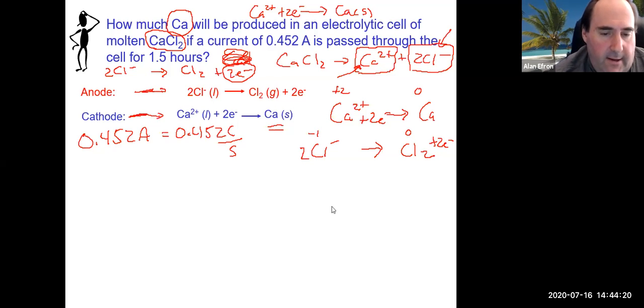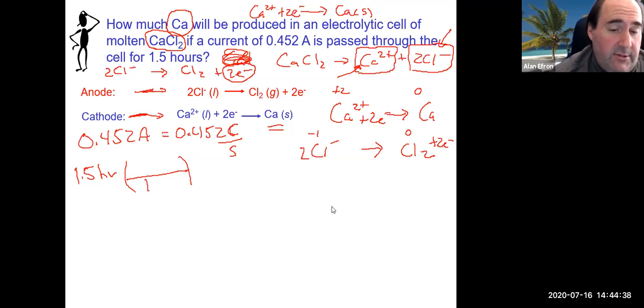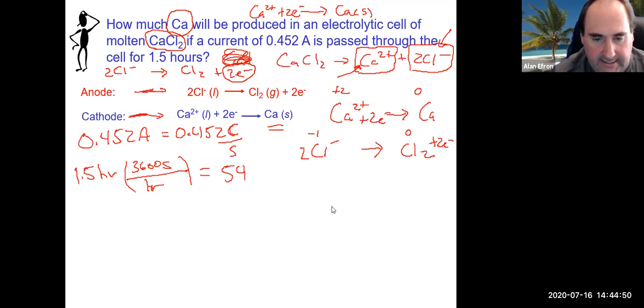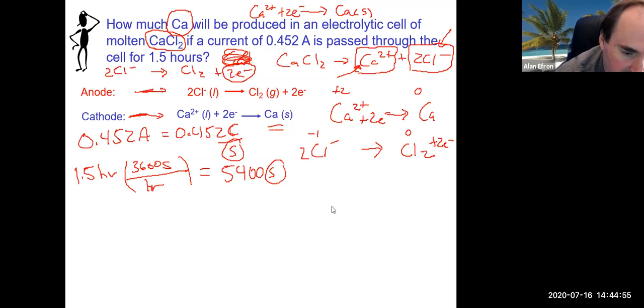Okay, so this cell is running at 0.452 amps. An amp, again, is a coulomb over a second. We also know we're running for 1.5 hours. As I mentioned before, your time should get into seconds so everything cancels out. In an hour, there are 3,600 seconds, so 1.5 times 3,600 gives us 5,400 seconds we're going to run this cell for. Again, the purpose of the seconds is so all these units cancel.